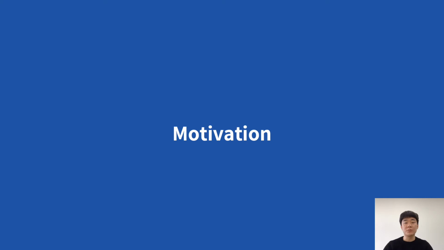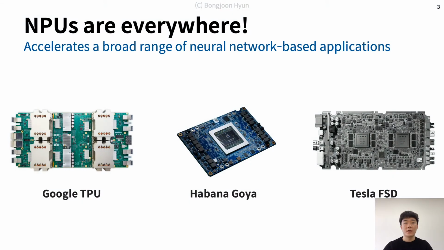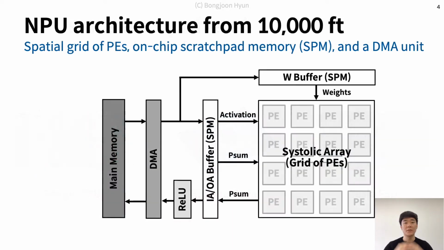Let me first explain the motivation of our work. There have been numerous academic and industrial works proposing various forms of machine learning accelerators, also known as neural processing units, which help accelerate a broad range of neural network-based algorithms.